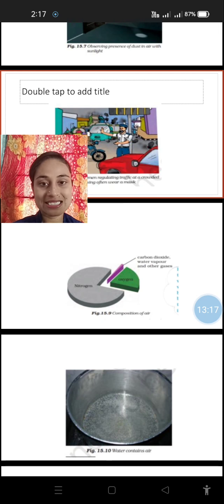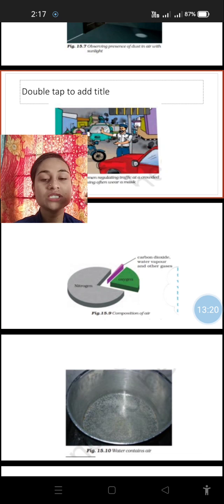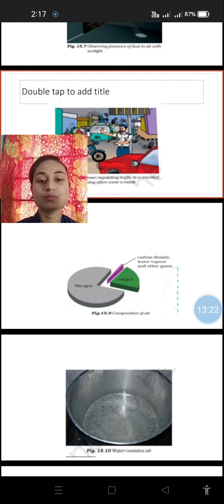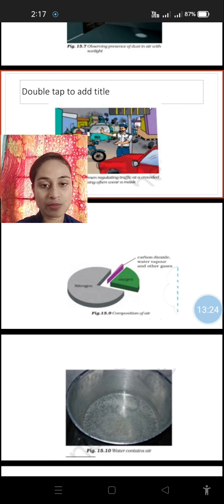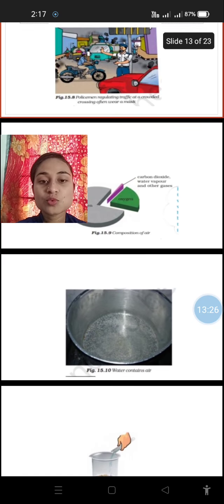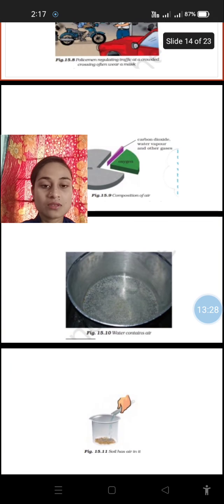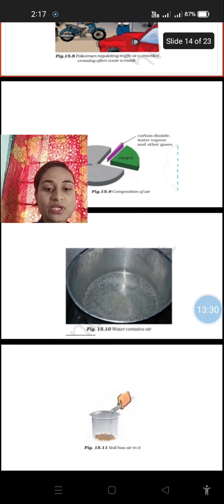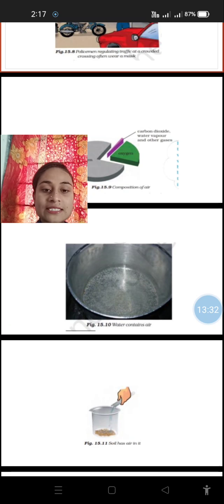That means we can see that the proportion of nitrogen is much higher than the proportion of oxygen on our planet Earth. Now let's move towards our next experiment, which is: does water contain air?